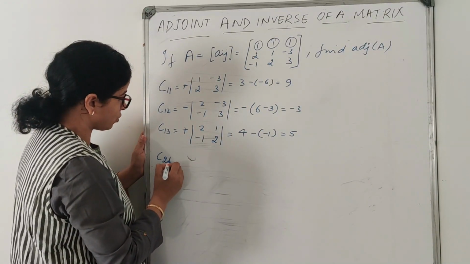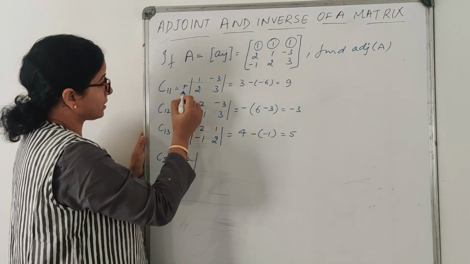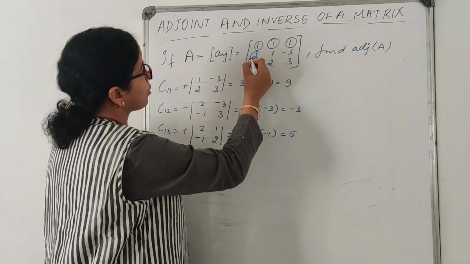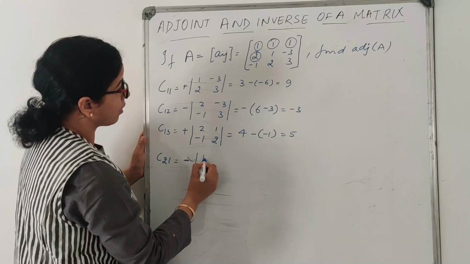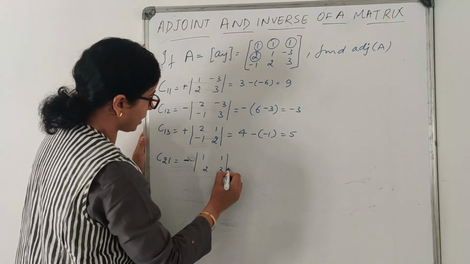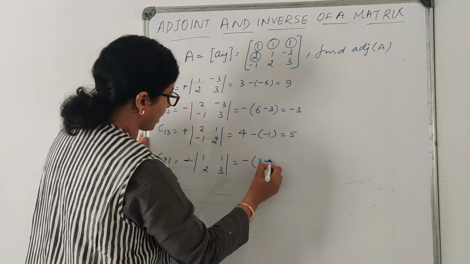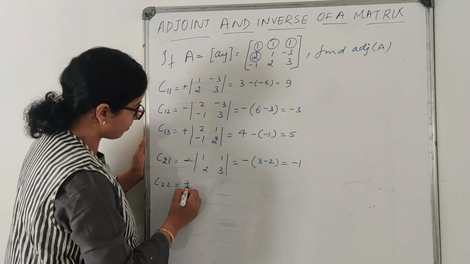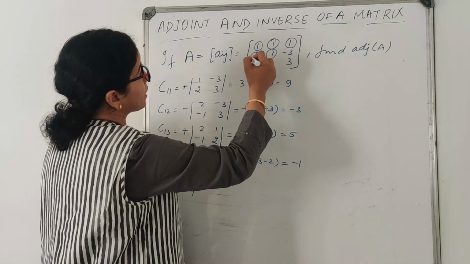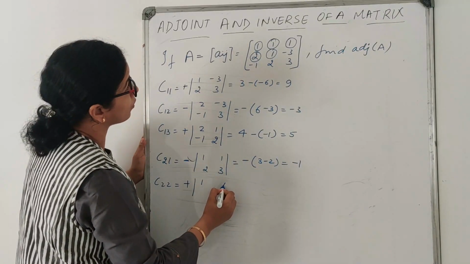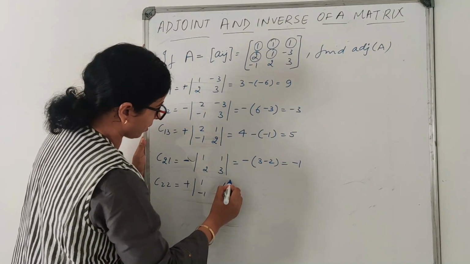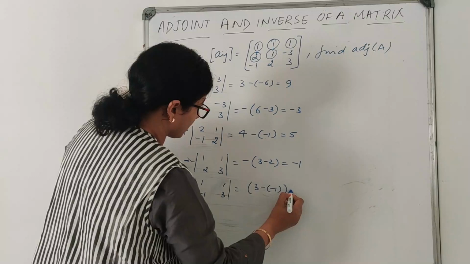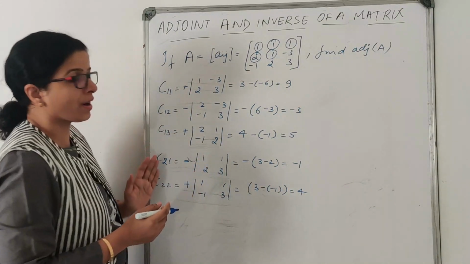Check C21. Again a minus sign will come, since alternate negative and positive signs come. For C21, the corresponding row and column will be left out, leaving 1, 1, 2, 3, which gives minus 3 minus 2, meaning minus 1. For C22, a plus sign will come. Leaving the corresponding row and column, you are left with 1, 1, minus 1, 3, which gives 3 minus of minus 1, meaning 4. Similarly, we can find the other elements.